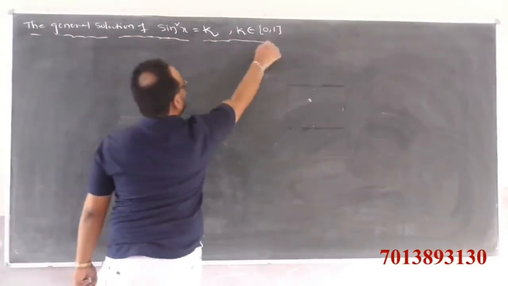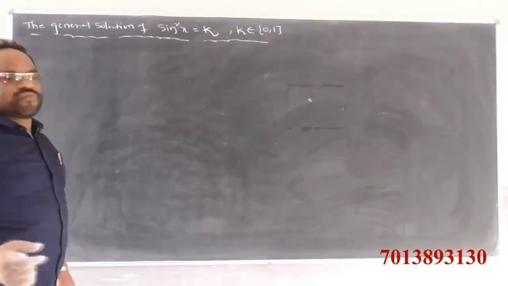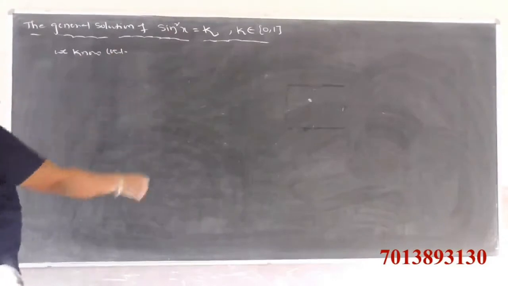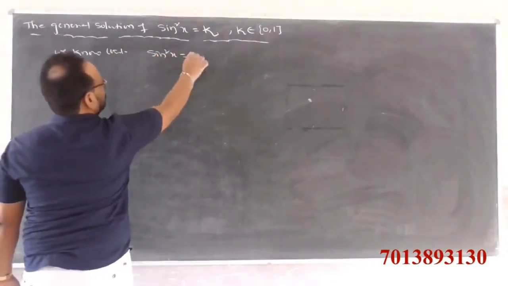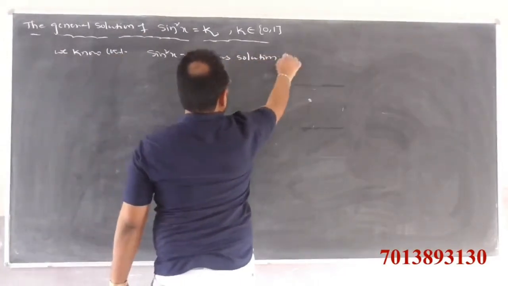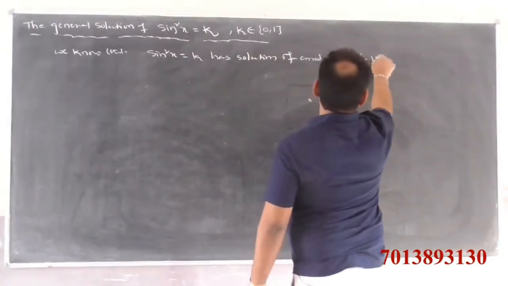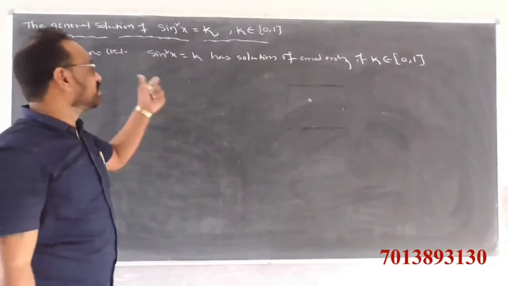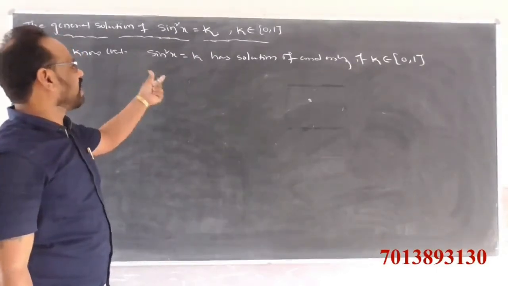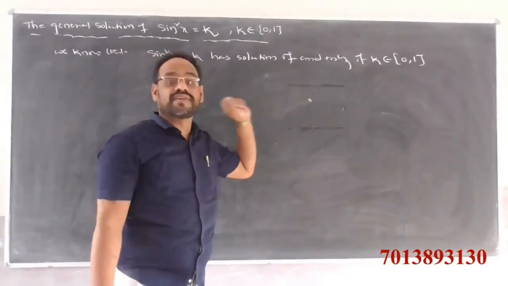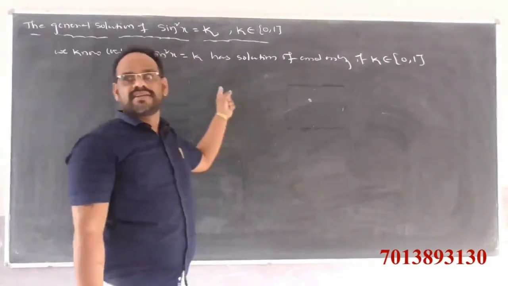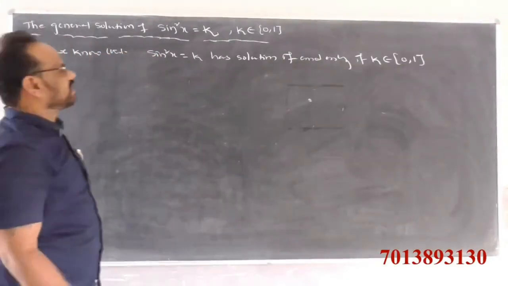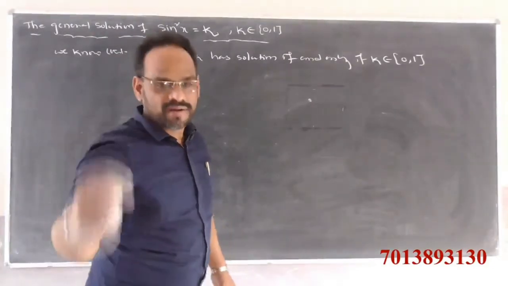How to find the general solution of sin square x? We know that sin square x equals k has a solution if and only if k belongs to the closed interval 0, 1. If k belongs to the closed interval 0, 1, then it has a solution, otherwise not.